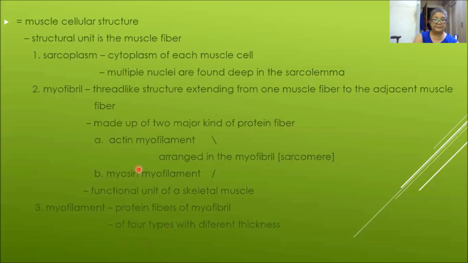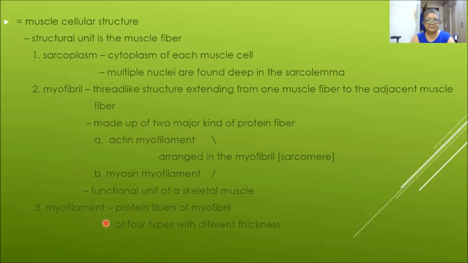Then you have this. There are two kinds of protein fiber. You have the actin myofilament and the myosin filament arranged in the myofibril sarcomere. So these are found in the sarcomere. The functional unit of the skeletal muscle is the myofibril. Then you have another muscle fiber, the myofilament, which is the protein fibers of the myofibril.